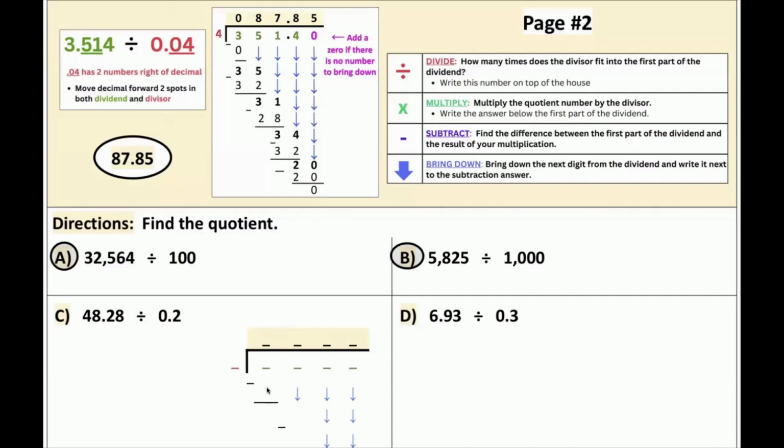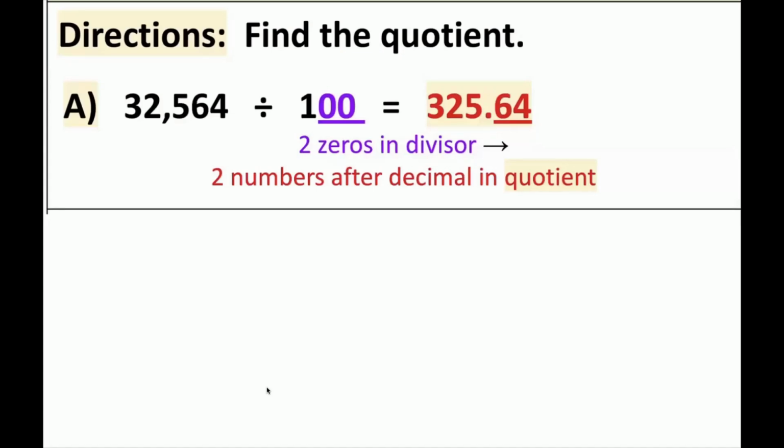Go ahead and complete problems A and B, then come back to the video to check your work. If you need help, use the opening notes to help you. Check your work for problem A. Remember, you don't need to do any math here. It's really just moving your decimal based off of how many zeros there are. Let's check our work for problem B.